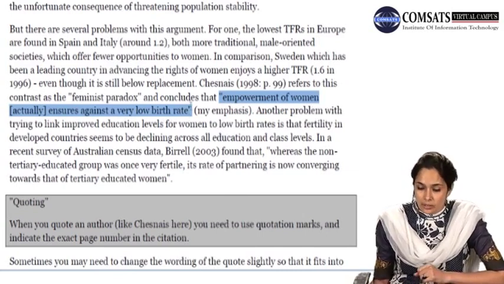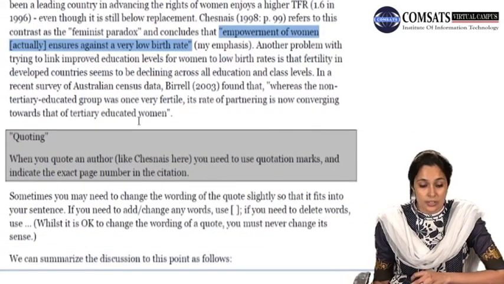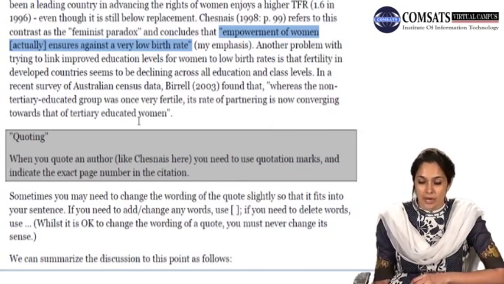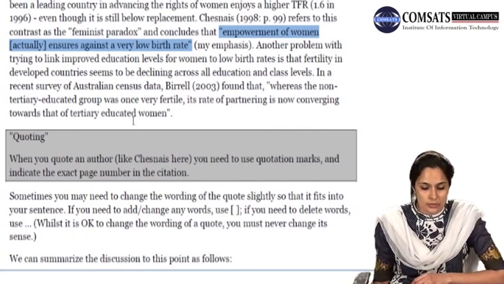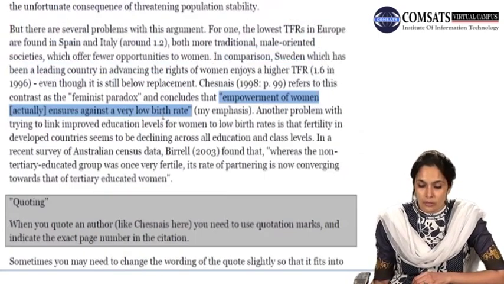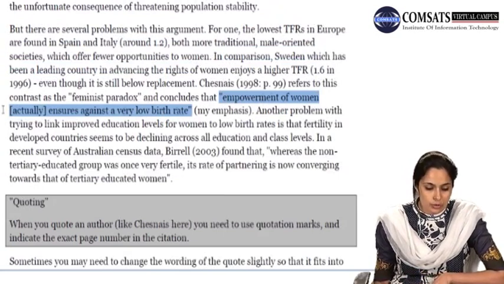My emphasis. Another problem with trying to link improved education levels for women to low birth rates is that fertility in developed countries seems to be declining across all education and class levels. In a recent survey of Australian census data, Birrell found that whereas the non-tertiary educated group was once very fertile, its rate of partnering is now converging towards that of tertiary educated women. Now, empowerment of women ensures against a very low birth rate. Isme actually jo hai wo square brackets mein likha hai, isse highlight kiya hai.